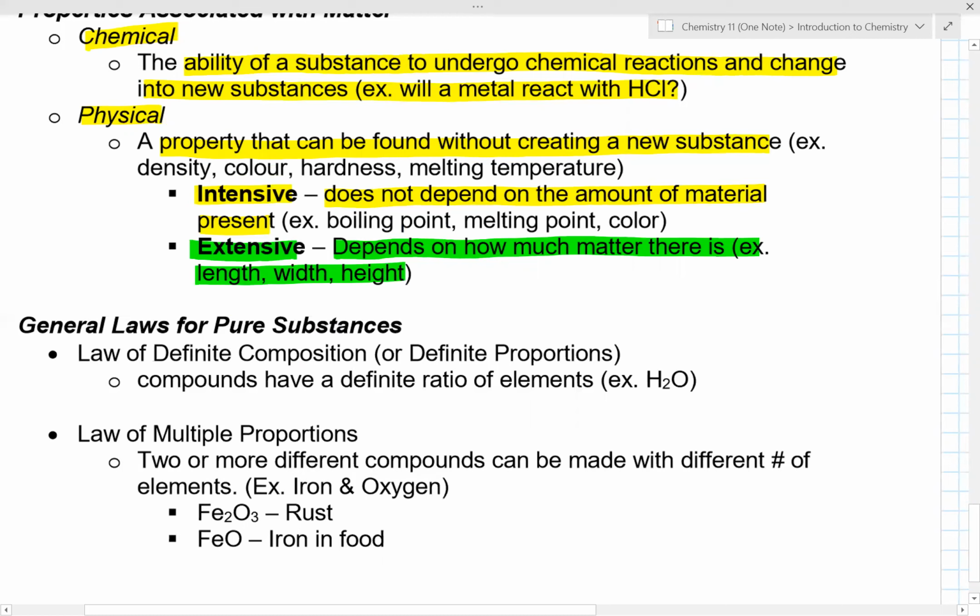For example, my name is Mr. Chan, C-H-A-N. There is only one way to write it in the English language. Not C-H-E-N, not C-H-A-N-G, just C-H-A-N. And the law of multiple proportions says that two or more different compounds can be made from the same elements in different ratios. So if you have a different ratio of elements, you get different characteristics. For example, Fe2O3 is rust, while FeO is iron in food. Same elements, but different ratios.